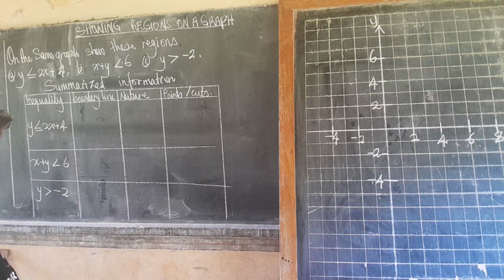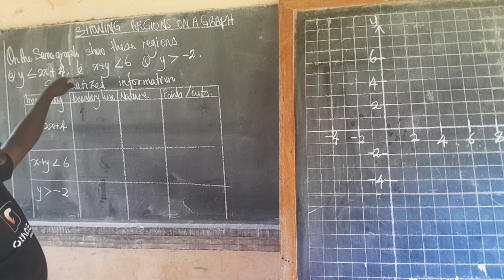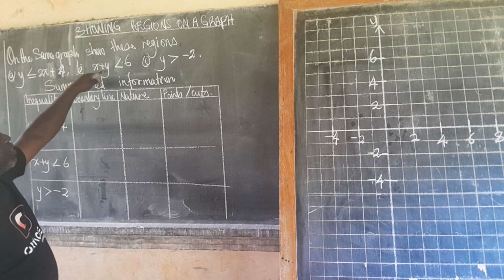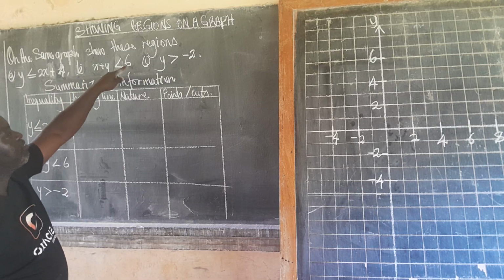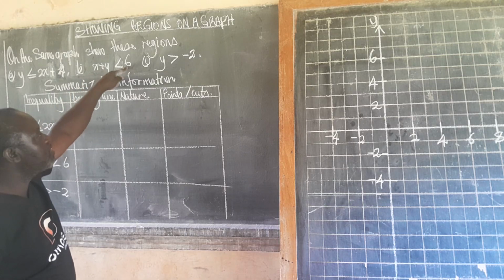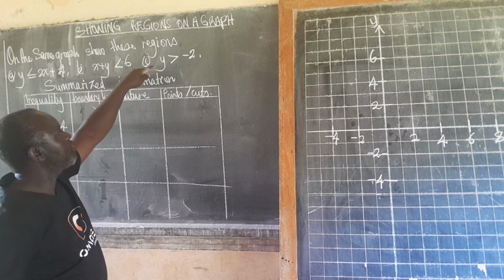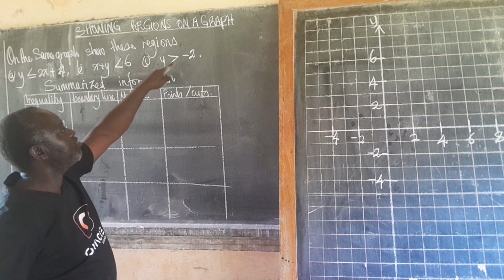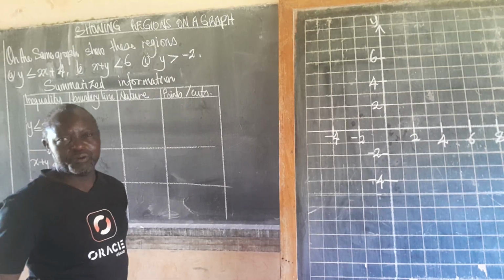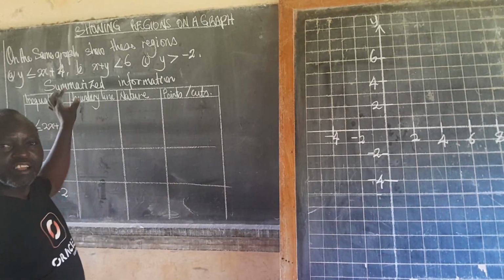On the same graph, show these regions. The first region, a, is y is less than or equal to 2x plus 4. The second region, b, is x plus y is less than 6. The third region, c, is y is greater than negative 2. Therefore, this is the task we have.